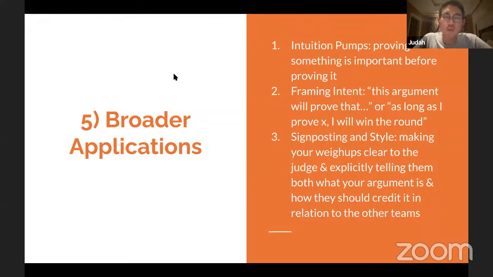So it's about making your weighing clear to the judge and explicitly telling them both what your argument is and how they should credit it in relation to other teams. So instead of, again, it's not about the simple way of saying my argument is high impact. It is about my argument shows to you the prerequisite of getting every other impact, or my mechanisms are the way that you can understand how this institution works.